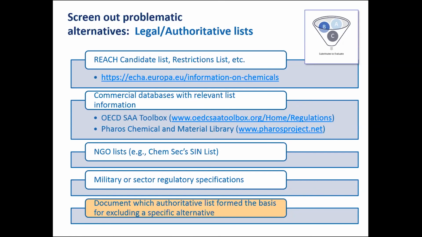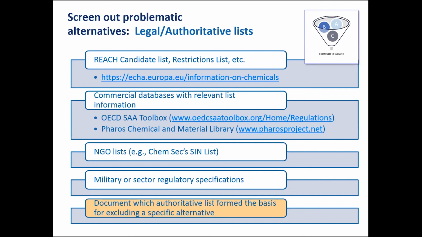There are a number of commercial databases that provide information on regulations and restrictions that impact your choices. We've already spoken about the OECD's Substitution and Alternatives Assessment Tool. Another rich resource is the Pharos Chemical and Material Library, which provides a screening list of a broad range of international authoritative restrictions and regulations, and notes which health and environmental endpoints are of concern. You'll hear more about this in session 3. There are many other commercial databases similar to the Pharos database that you can use.